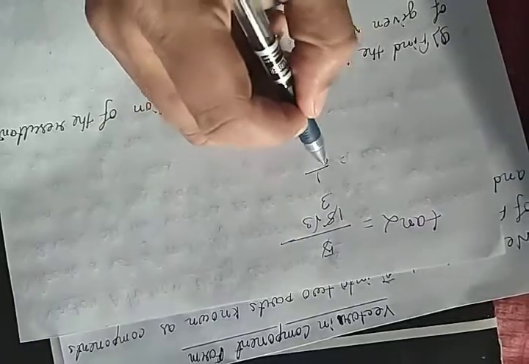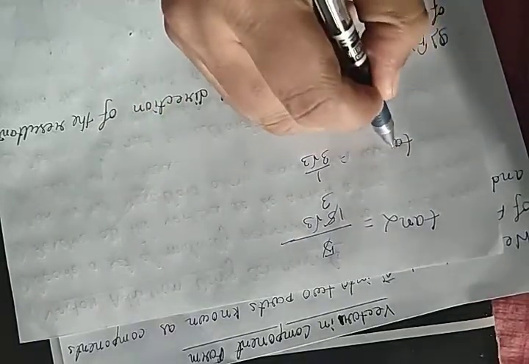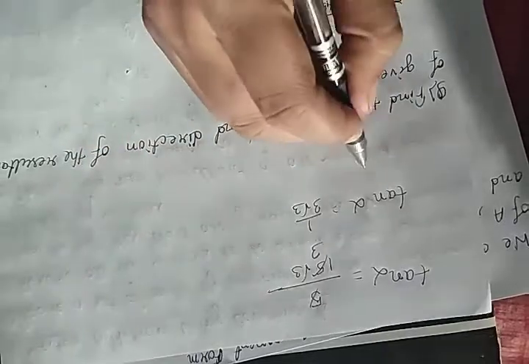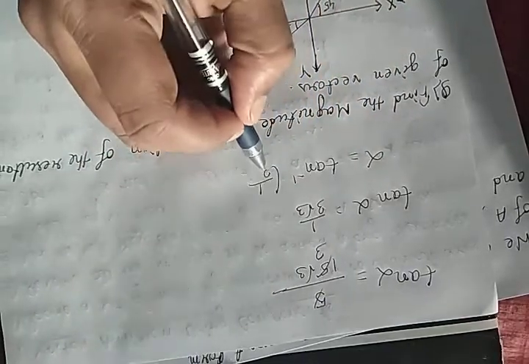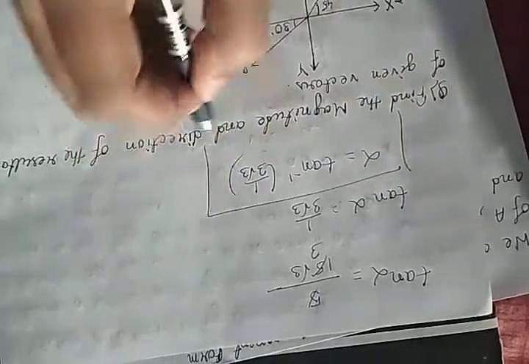So b is 5 and a is 15 root 3. 5 threes are 15, that means 1 by root 3. The value of tan alpha is 1 by root 3, so alpha is equal to tan inverse of 1 by root 3. So this is the final answer. In this way you have to add the vectors using the component form.